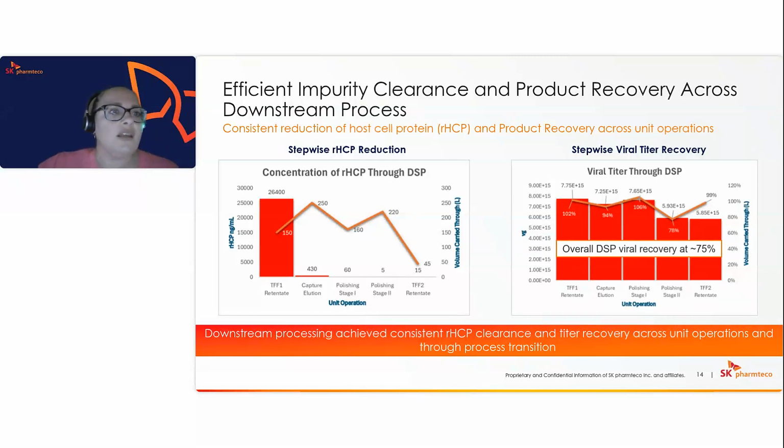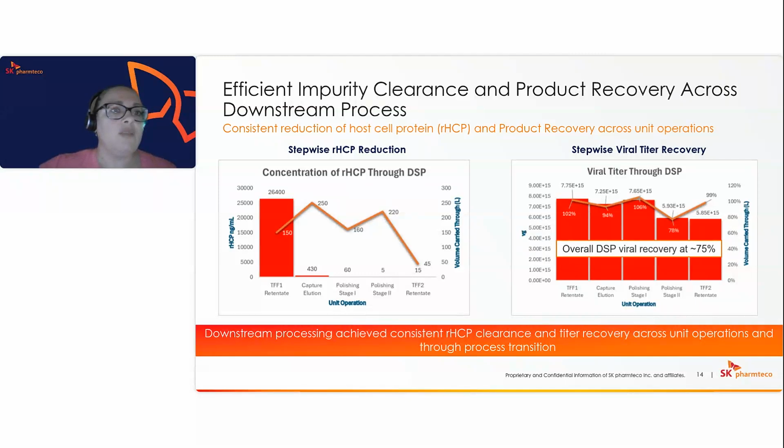burden is reduced to 20 nanograms per mil, where other processes we've seen 400 to 1500 nanograms per mil. So overall, by the end of the start to finish, it's a 99% reduction in HCP.